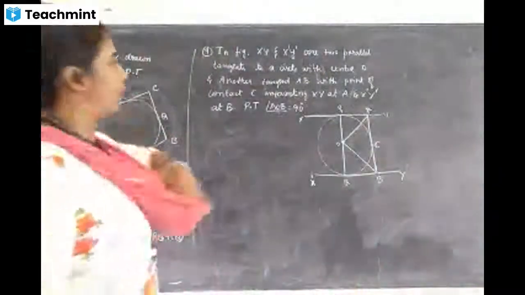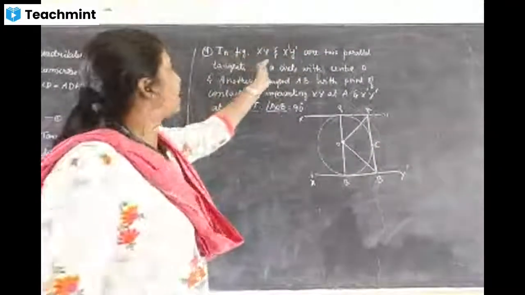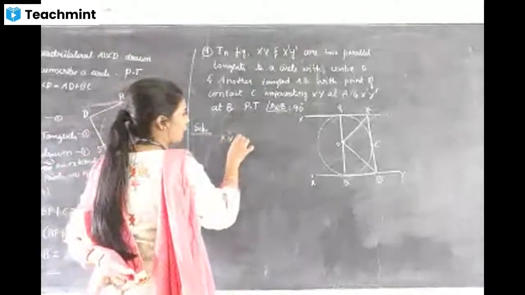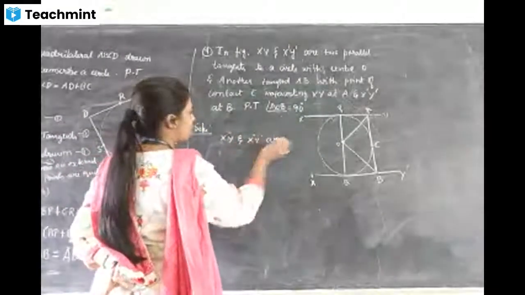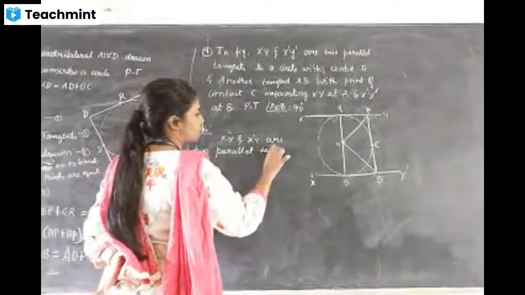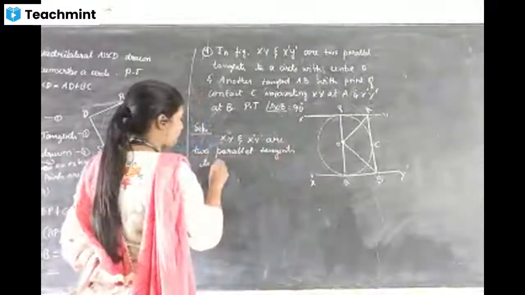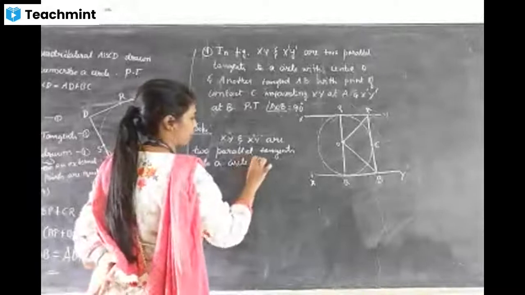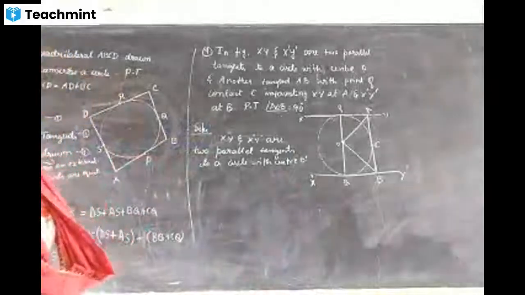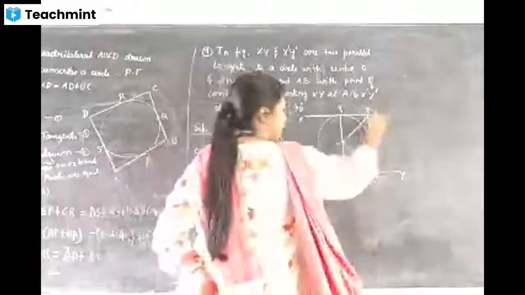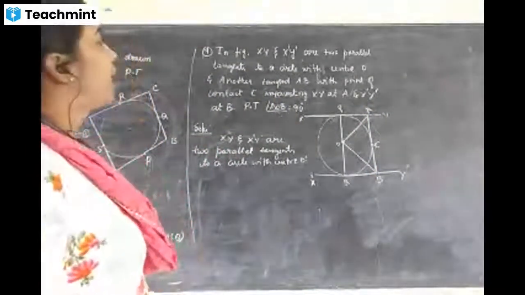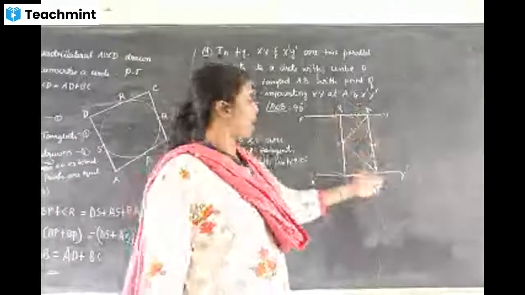Read the question one. In the figure, XY and X'Y' are two parallel tangents to a circle with center O. Another tangent AB with the point of contact C, intersecting XY at A and X'Y' at B.